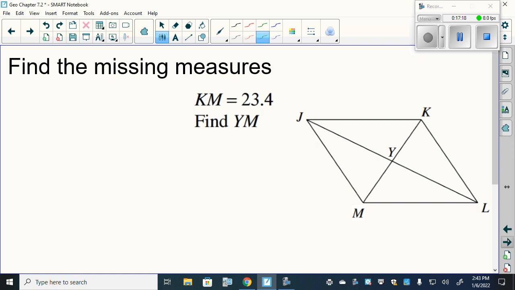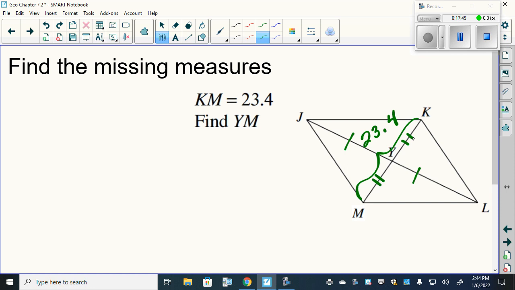Find the missing measures. Now they tell us that KM, the whole segment, is 23.4 units. What we know about the diagonals of a parallelogram is that they bisect each other. And anytime we talk about figures bisecting, it means that they are being cut in half. So we know those two segments are congruent.